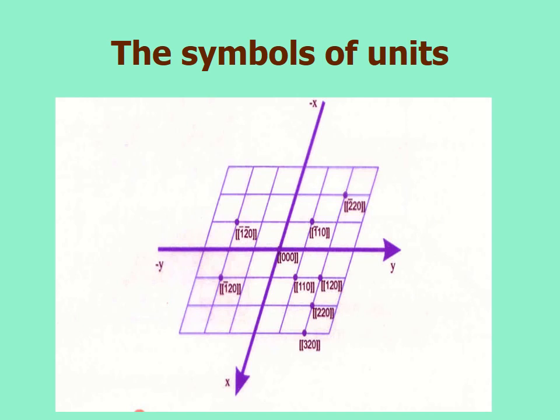Here, for example, the unit with the symbol 1, minus 2, minus 0: the first place is the coordinate x, the second place the coordinate y, and the third place the coordinate z. The coordinate z in this case is absent. This unit, for example, minus x, 1 and 1, 2 minus y. Here you can see 1, minus 2, minus 0. This set is the symbol of this unit.